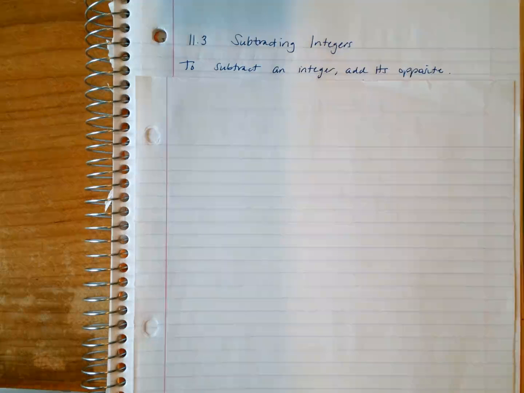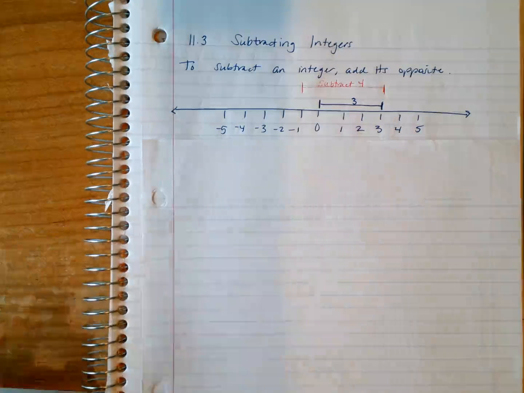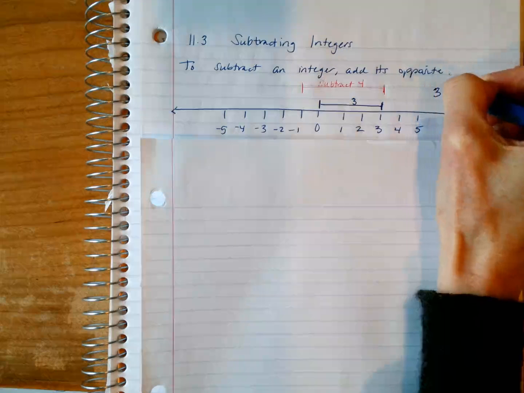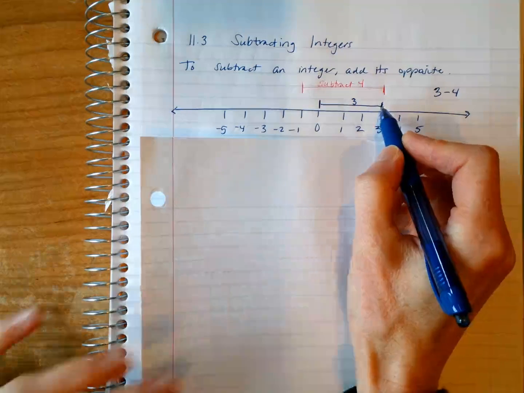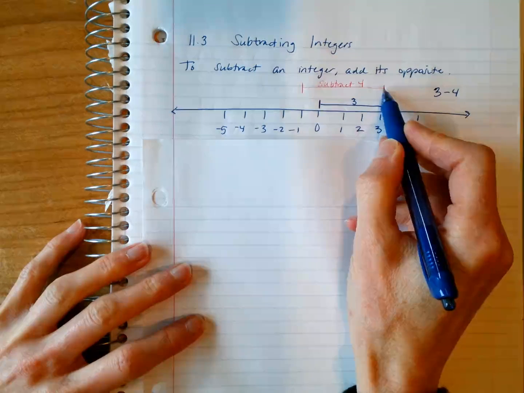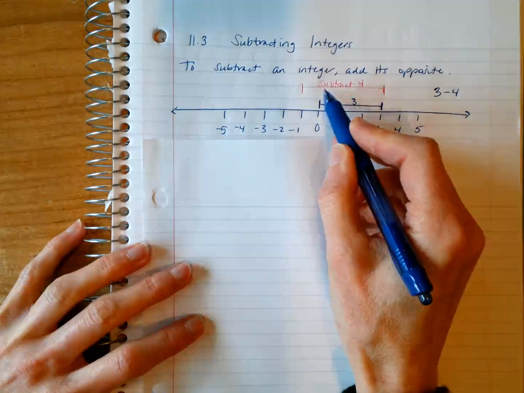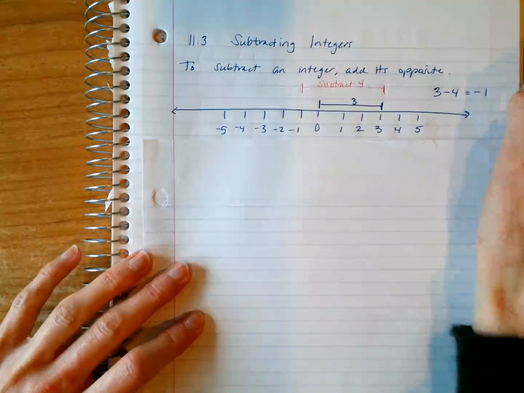In 11.3, we're going to be subtracting integers. To subtract an integer, we simply add its opposite. Here you can see we've got a number line. In this problem, we are going to be taking 3 and subtracting 4. If we have our 3, we can think of it as taking 4 away from that 3. So we've got 2, 1, 0, and then it leaves us with a -1.